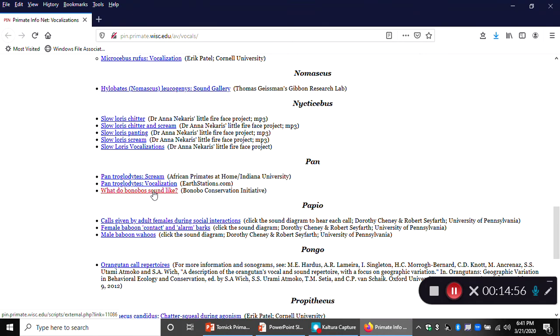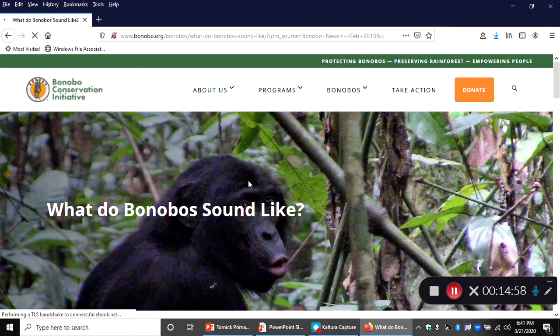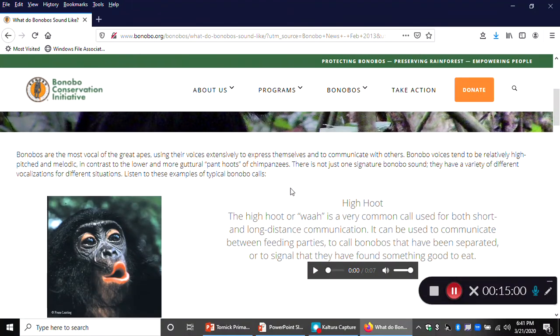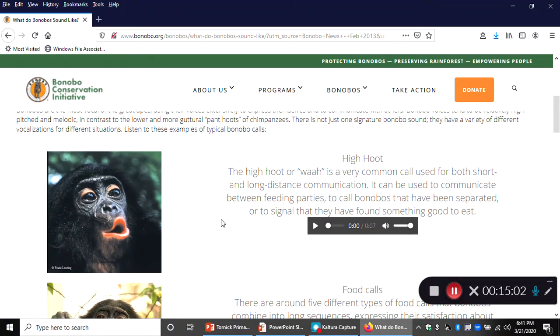And then there's a cool website for bonobos, and they've actually now looked at bonobos in context and listened to some of the sounds they make. So people who study them know what the high hoot sound means, but here's what it sounds like.